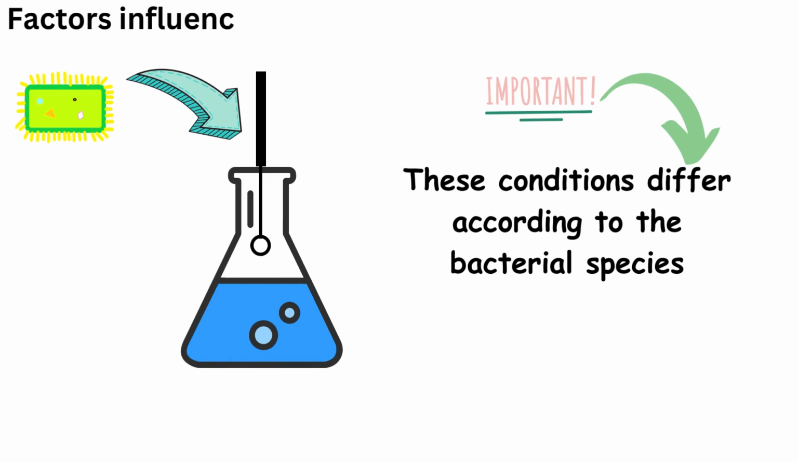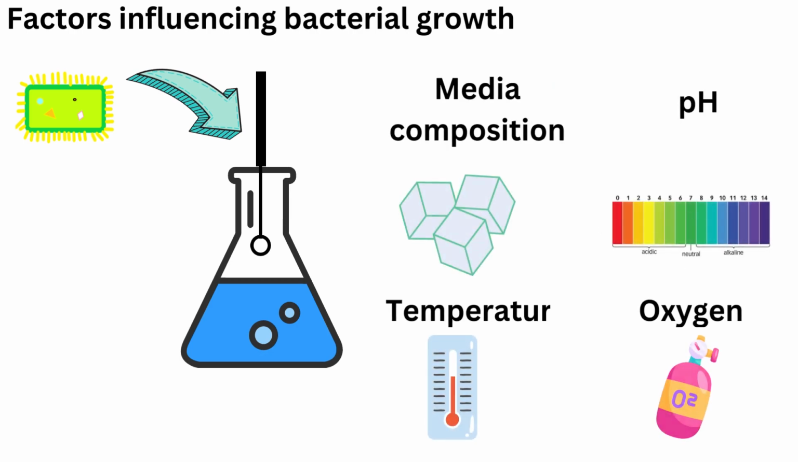Bacteria require certain conditions for growth, and these conditions are not the same for all bacteria. Factors such as oxygen, pH, temperature, and light influence microbial growth.